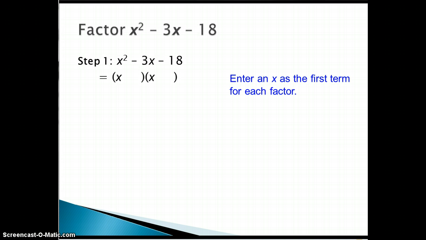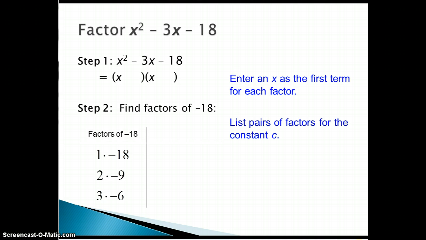Here's another example where the leading coefficient is 1 again. So our first step is to write 2 sets of parentheses and place x's in the front of each set. Then we're going to list factors of the constant, which in this case is negative 18. Now if you think about the signs, in order to multiply to give you a negative number, you're going to need a positive factor and a negative factor.